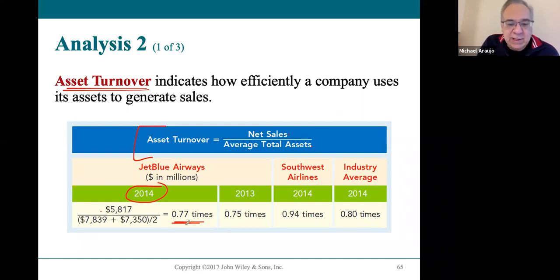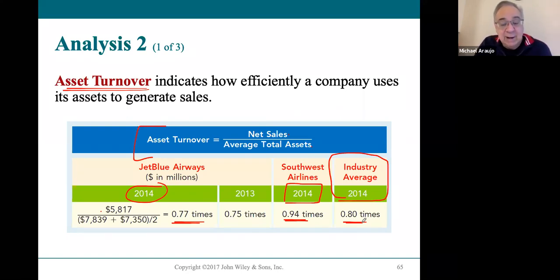Okay. Better than 2013, but not as good as Southwest. Look at Southwest. They're really using their assets quite well because their asset turnover at 0.94 times indicates that their assets are generating more sales for the company than JetBlue. And the industry seems to be doing better. That's all the airlines combined on average. For all of their total assets, they're generating about 80 cents in sales for every dollar of total assets. Again, JetBlue is a little bit behind the curve here, but not very far behind. Southwest is really flying.